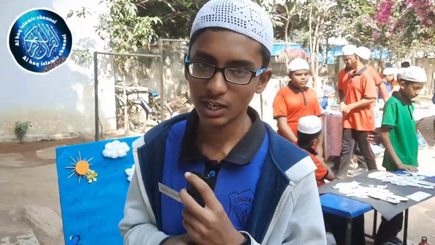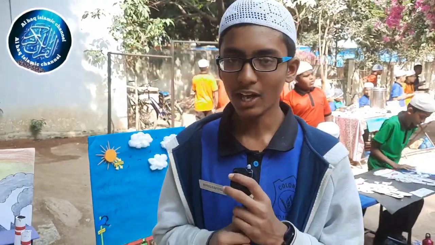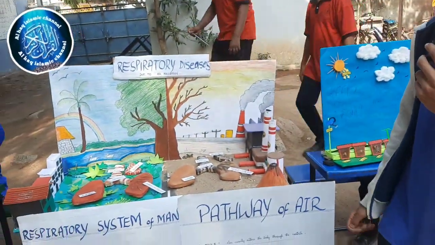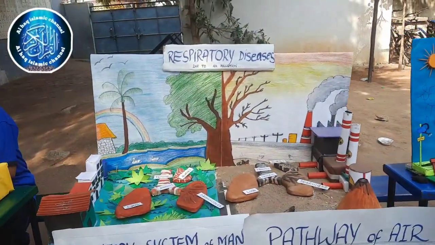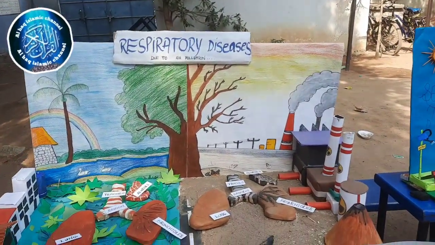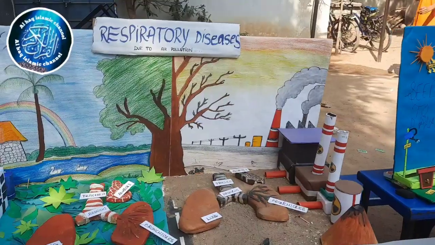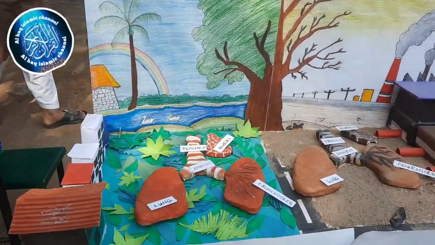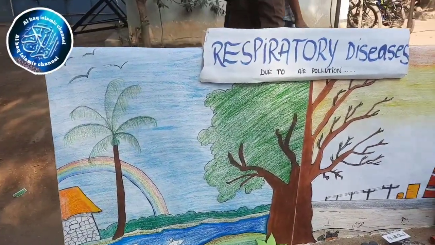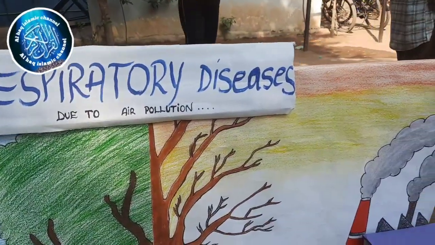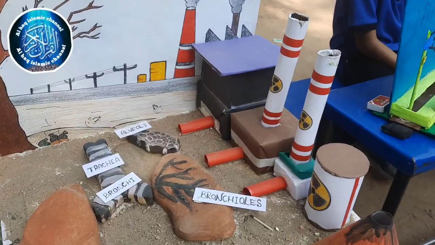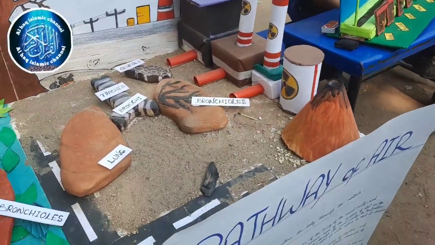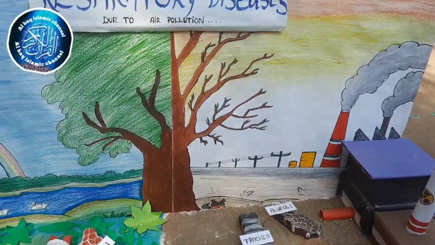My name is Muhammad Abdullah Ahmed. We are from 9C. So this is our model, respiratory diseases due to air pollution. How our lungs and respiratory system are affected due to air pollution. Household pollution, industry pollution and vehicle pollution are damaging our lungs and respiratory system. In the respiratory system, there are nostrils, nasal cavity, pharynx, larynx, trachea, bronchioles and bronchi.